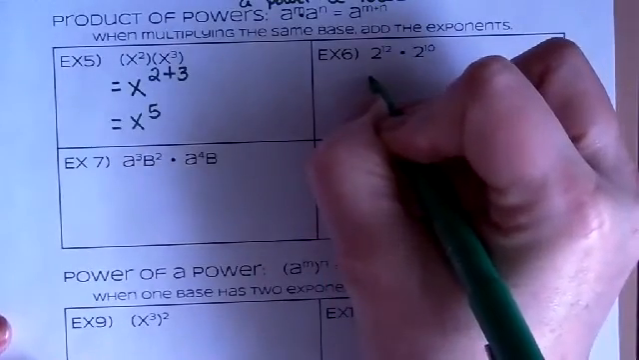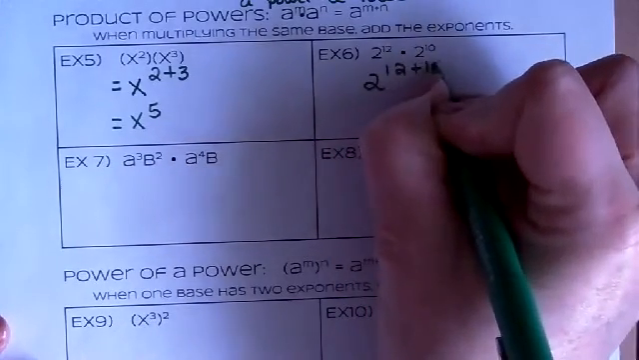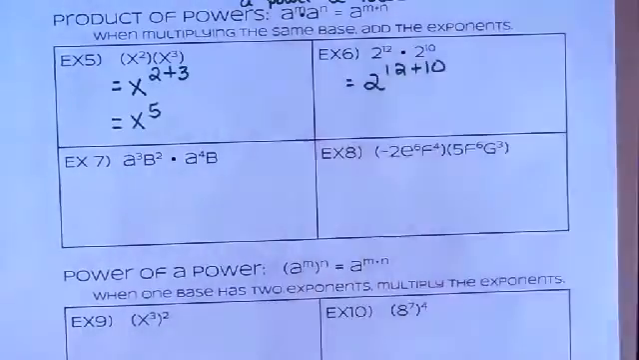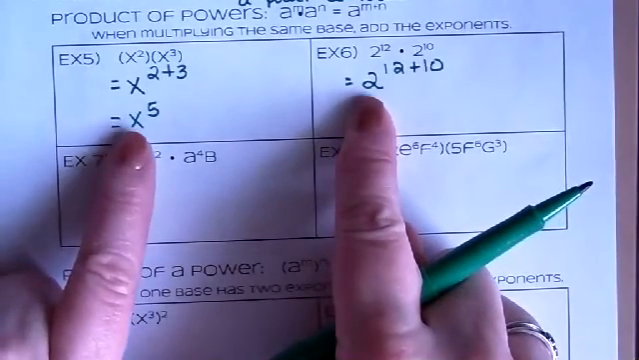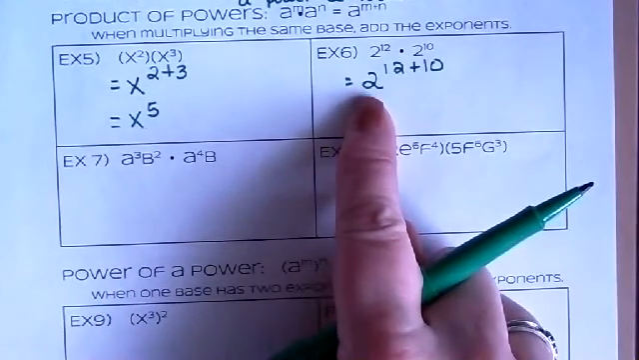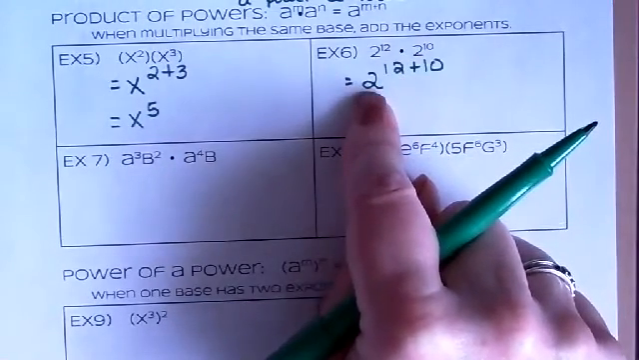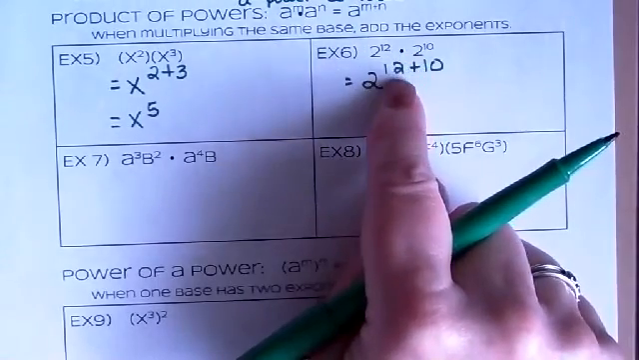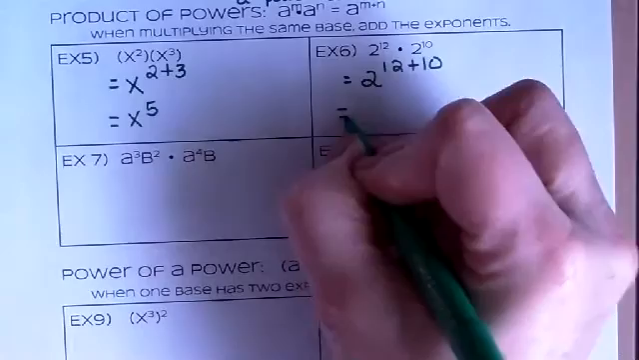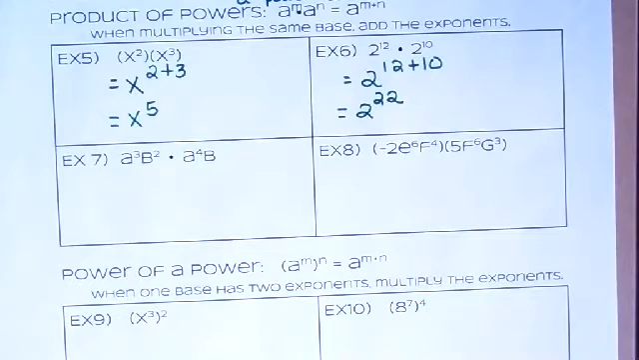I can say 2 to the 12th plus 10. Now, notice I kept my base. In both of these examples, the bases do not change. Because some people are going to want to go 2 times 2 and make this a 4. Wrong. You keep your base and you add your exponents. So what this really is, is 2 to the 22nd power. Okay?